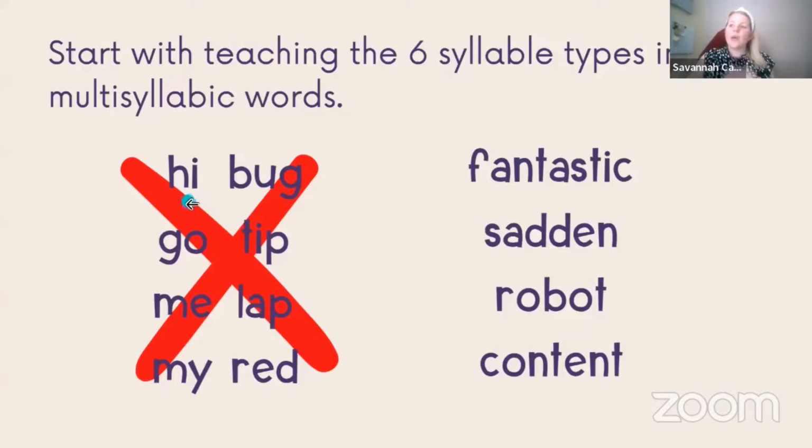So I would teach them, okay, well, hi is an open syllable, and then I add T to it. It closes it up and makes it hit. You know, go is an open syllable. I add a T to close it up and it makes it got. But the truth is, those older kids that I had in intervention, it wasn't that they couldn't read single syllable words. They have known how to read hi and go and tip and lap for years. What they don't know how to do is how to decode that within multisyllabic words.